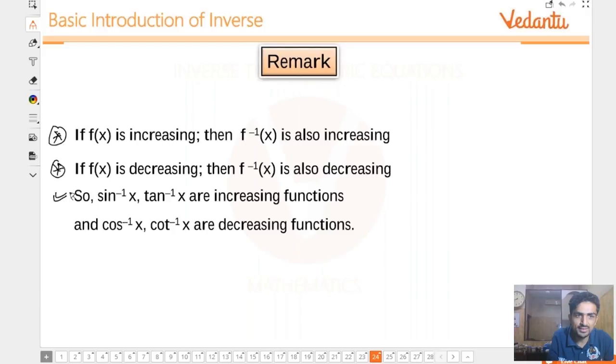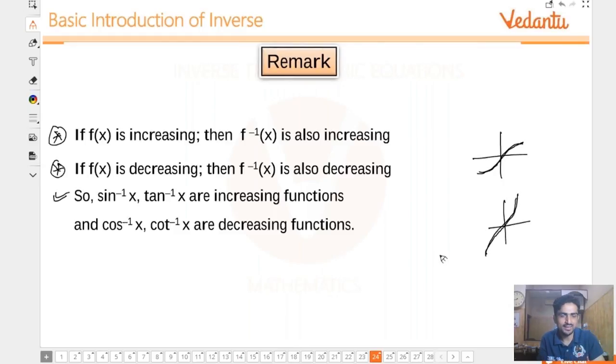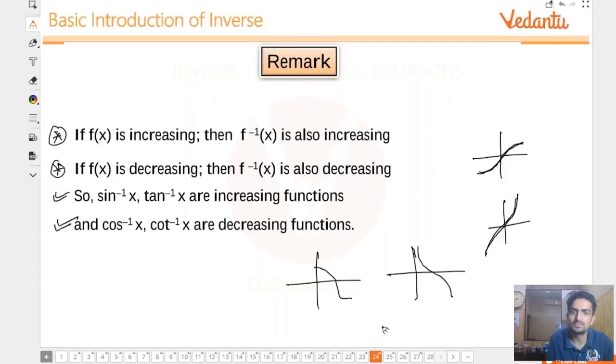So, sine inverse and tan inverse are increasing functions because sine and tan, this was sine, this was tan, both are increasing. Try to see, going up. So sine and tan are increasing functions, so are sine inverse and tan inverse. And cos and cot are decreasing. Cos was like this and cot is like this. Both are decreasing, going down, again going down. So their inverses are also decreasing.